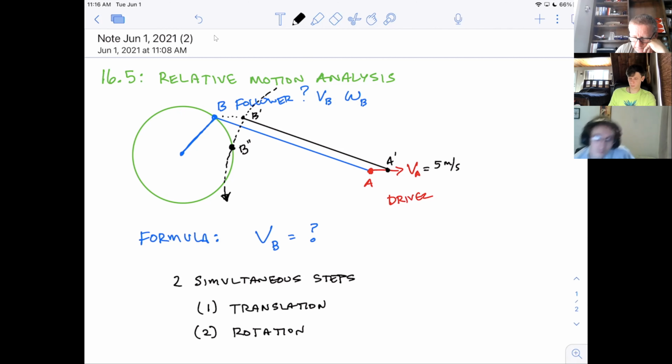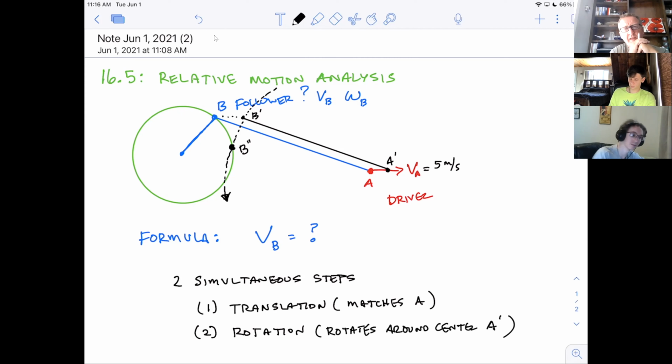So I'll see translation matches A. And then the rotation really rotates around center A prime. So that's what I was attempting to draw with those dotted circles. And so B moves effectively, just like we said, it really just moves down to here. And of course, I drew it kind of large so you could see it, but realistically that would just move the tiniest amount.